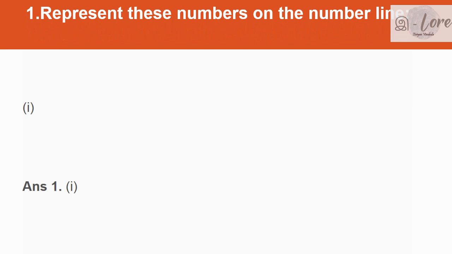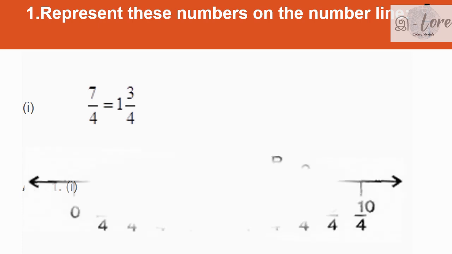The next thing we are going to do is represent the exercise problem. Represent these numbers on the number line: 7 by 4. 7 by 4 has the numerator greater than the denominator. So we convert it to the mixed fraction first: 1 3 by 4, where we get the answer.